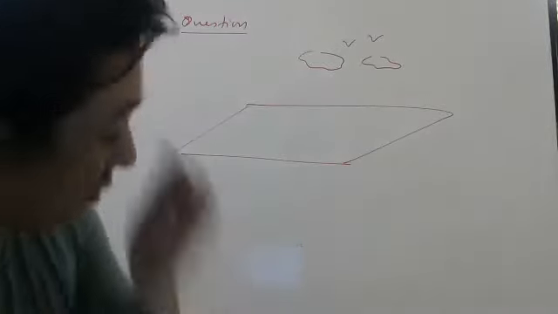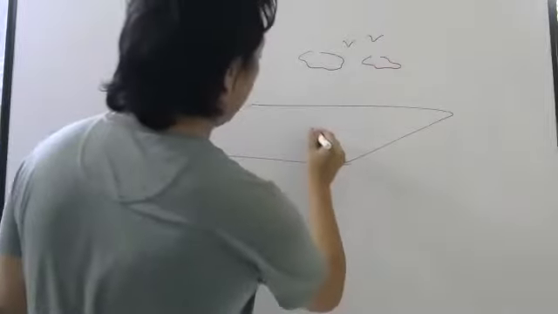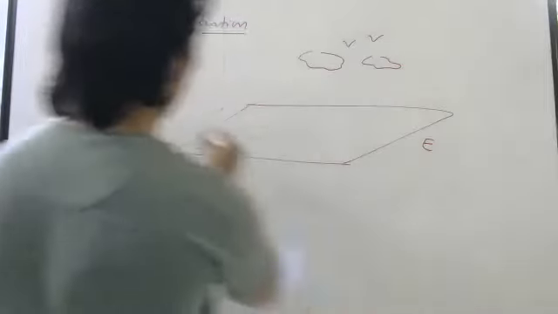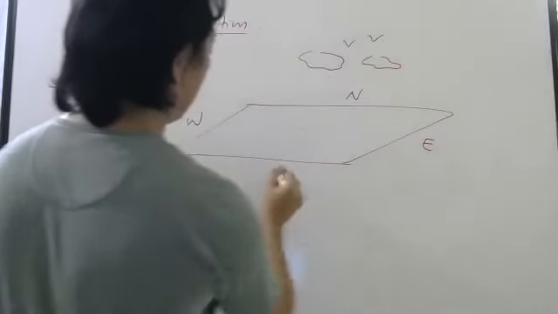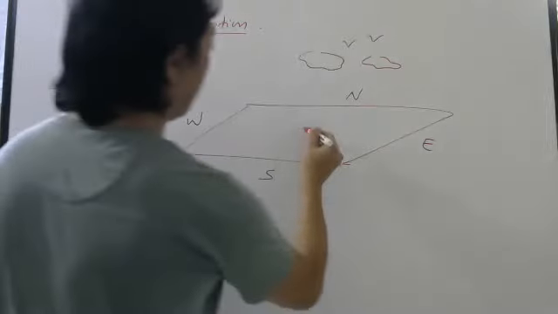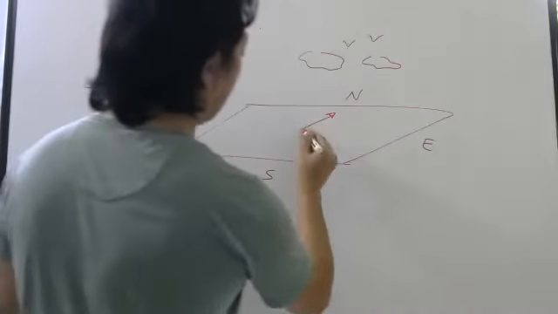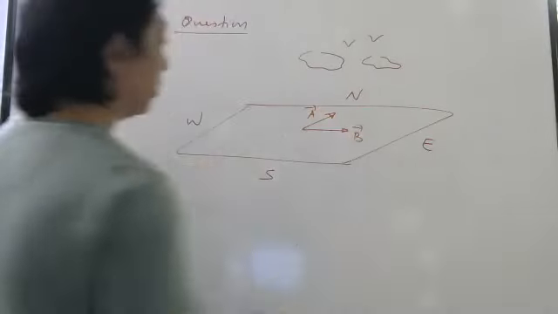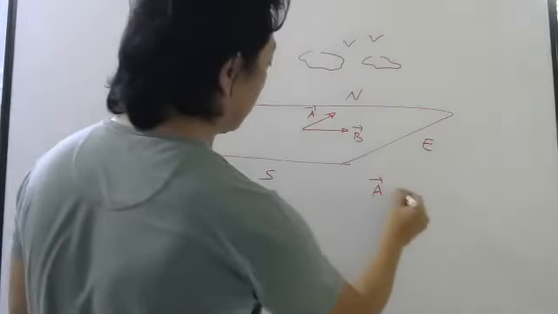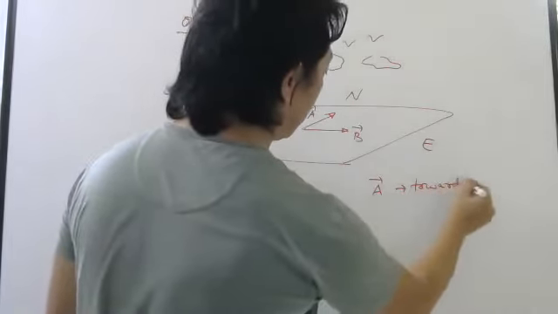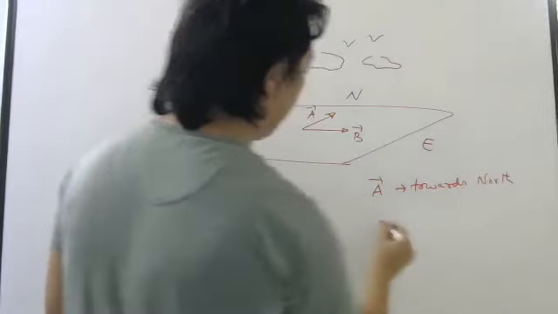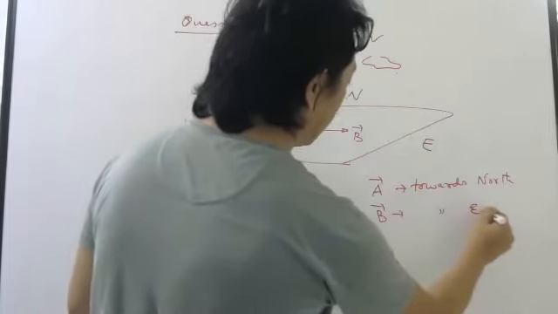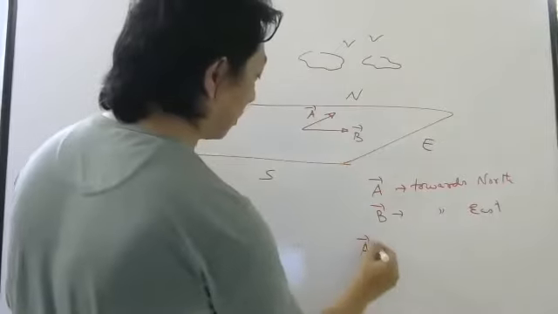This time, students, I want all of you to be careful. So one vector, let us say, is here. East, west, north, south. Let us say one vector is here and one vector is here. So this is A, this is B. A bar is towards north, B bar is towards east. Where is A bar cross B bar?